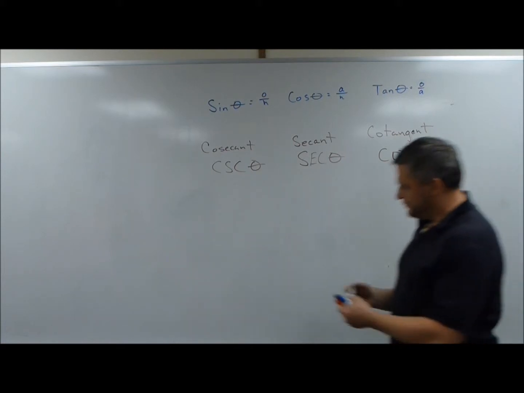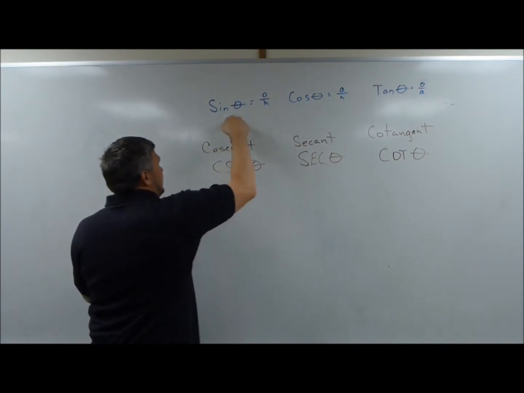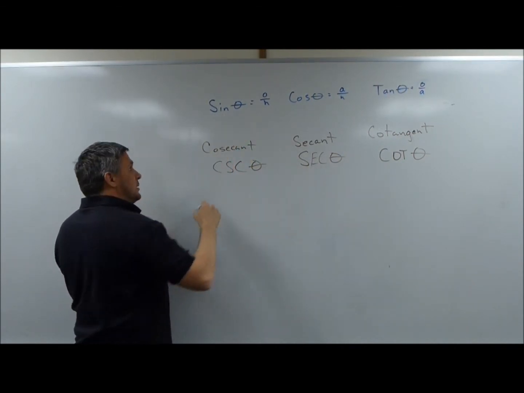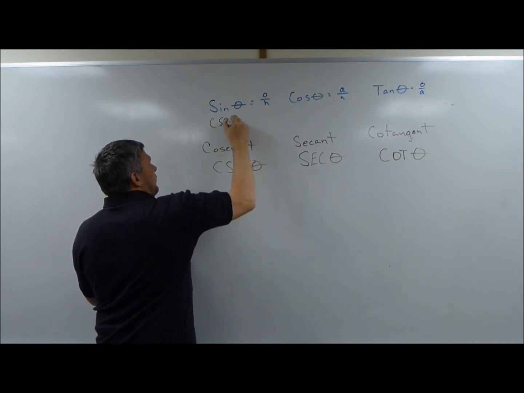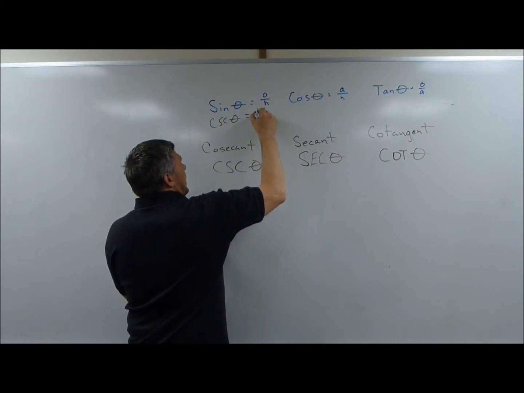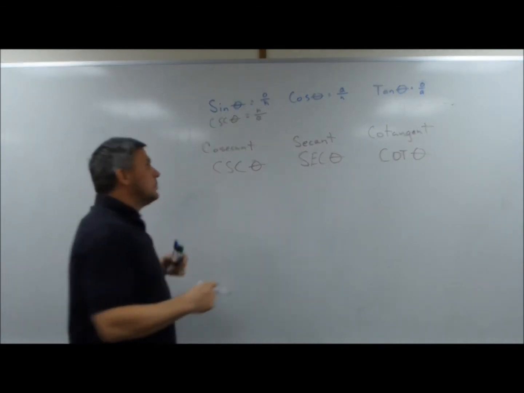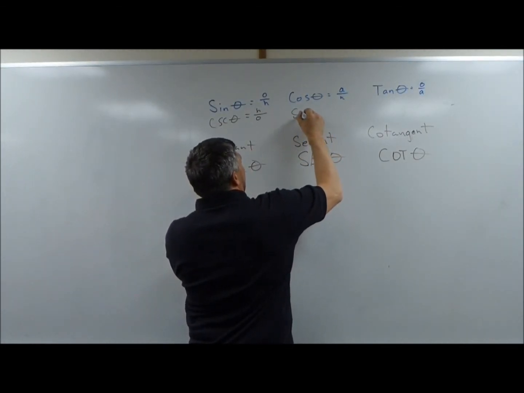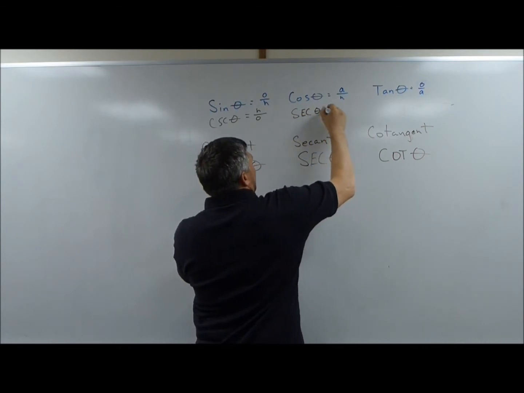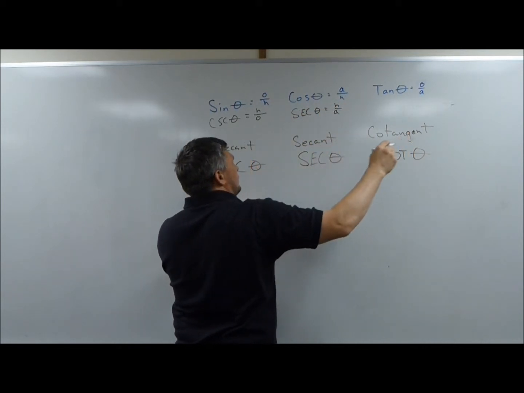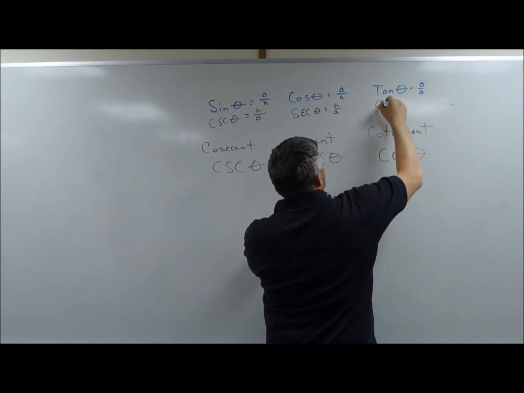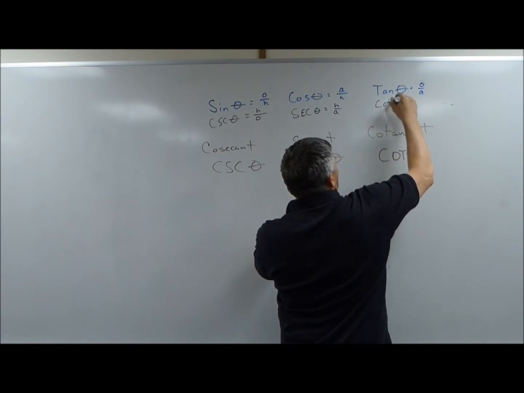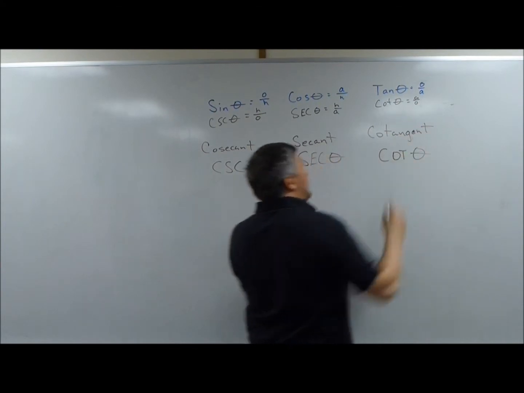So what does it mean? Well, in this case, if we're looking at the same theta, then the cosecant of theta would equal h over O. Secant theta would equal h over A. And cotangent theta is equal to A over O.